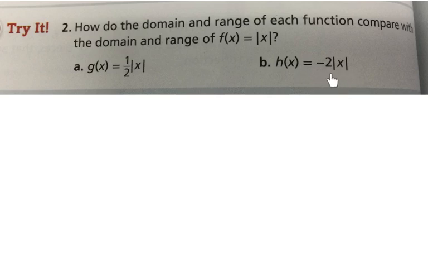What about this one? Negative 2 absolute value of x. It'd be flipped upside down, and it'd be narrower. Its domain would be negative infinity to positive infinity. Its range would be from negative infinity to 0. That's right, negative infinity to 0.